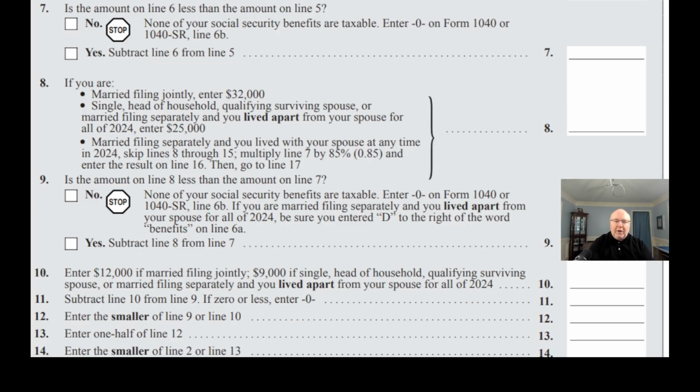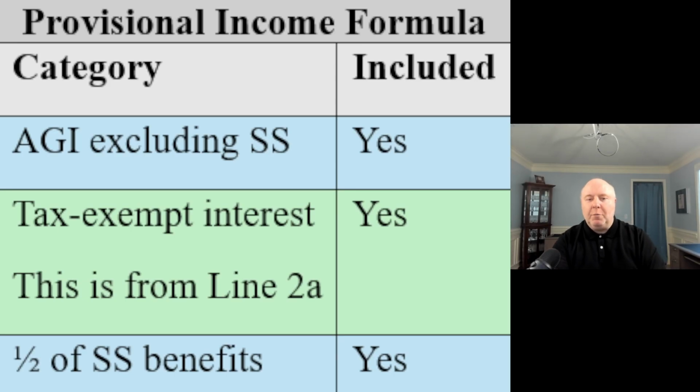So one of the first things that I do is I say, okay, well, what is our provisional income? So let's go ahead and take a look at the formula to figure out provisional income. All right, so now we're looking at the formula for provisional income. And this is where we deviate a little bit from the order that it works in the worksheet, but we're getting to the same place.